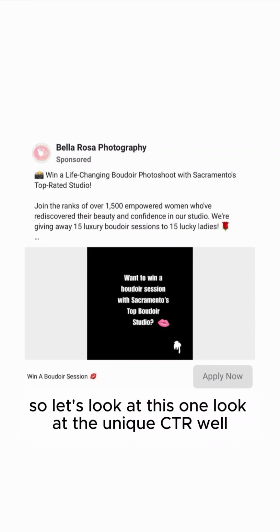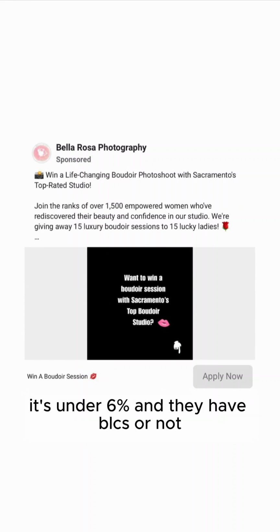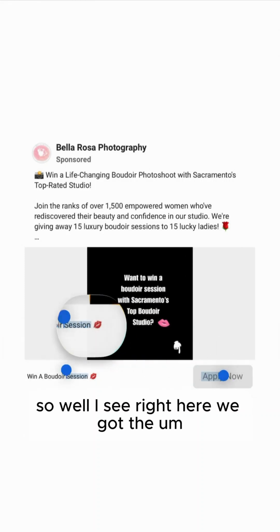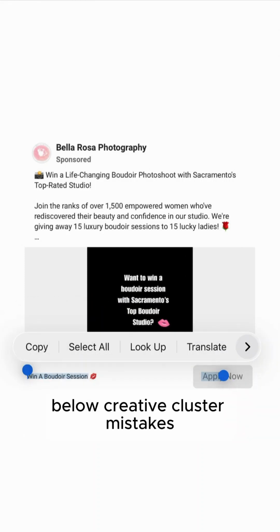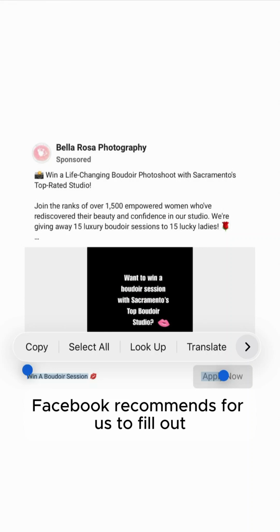So let's look at this one. Go look at the unique CTRL. Well, we can diagnose it, see if we believe the unique CTRL is under 6% and they have BLCS or not. So right here I see the below creative cluster mistakes. This is when we're filling out all the stuff Facebook recommends for us to fill out.